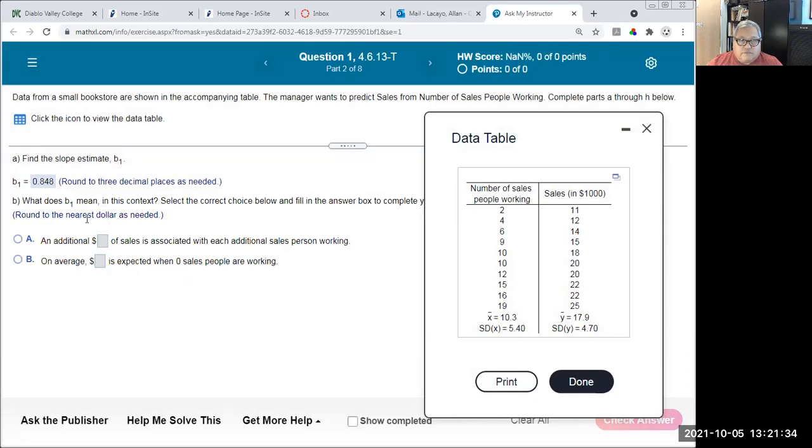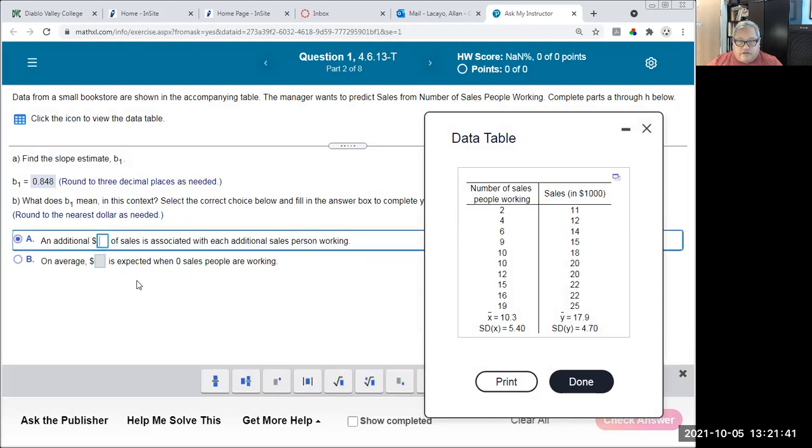In addition, what does this slope mean? It means that there's an additional sales of $848 for every additional salesperson at the store. Why $848? Because that's 0.848, which is the sales in thousands per unit salesperson. So I need to multiply the 0.848 by 1,000 to get it into dollars.